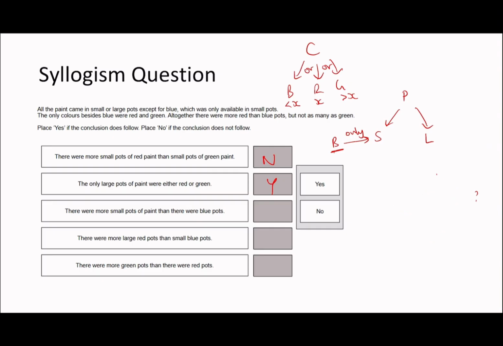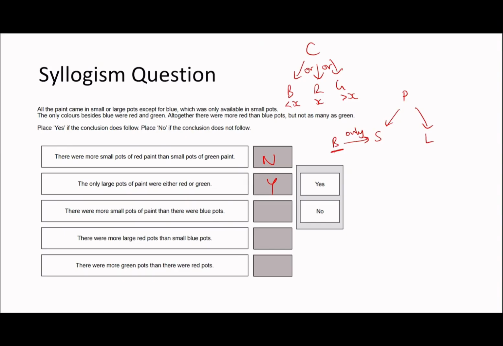There were more small pots of paint than there were blue pots. So here is an interesting question. Perhaps you guys can take a really quick pause and see what you think the answer is going to be to a question like this. And then we can come back and discuss it.